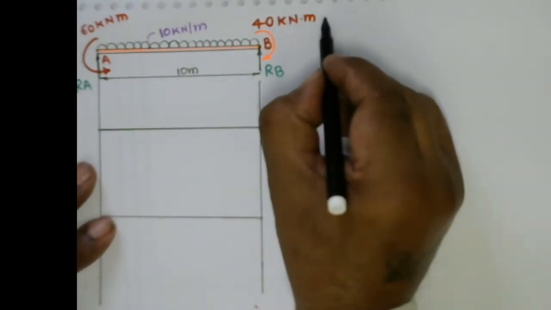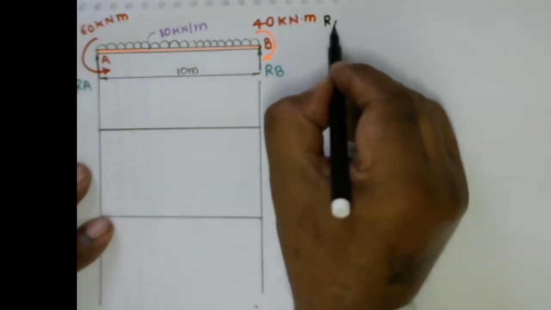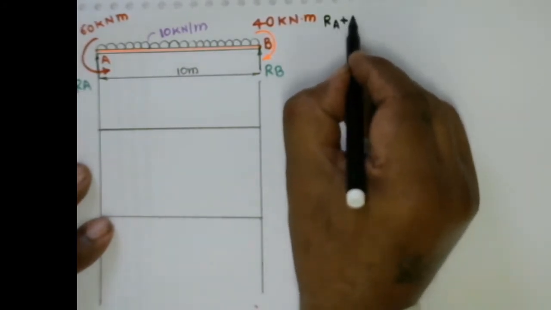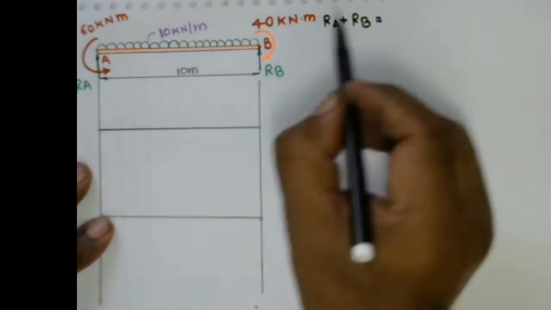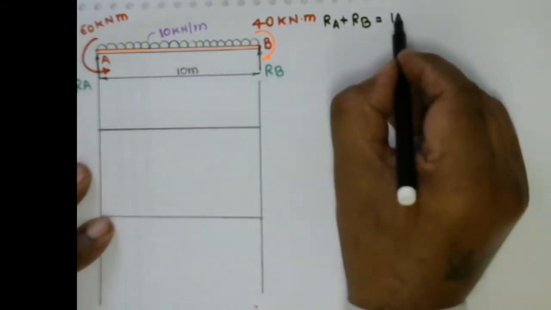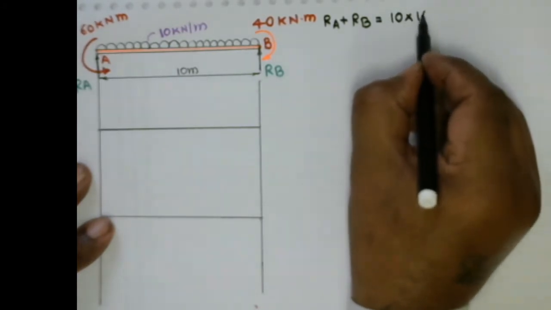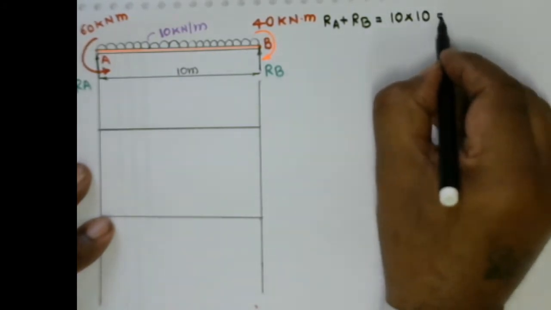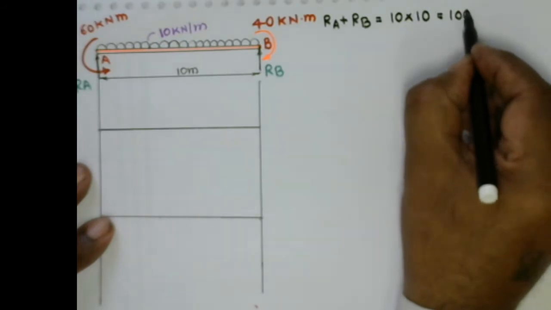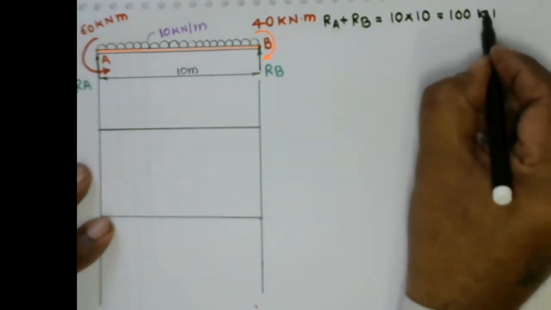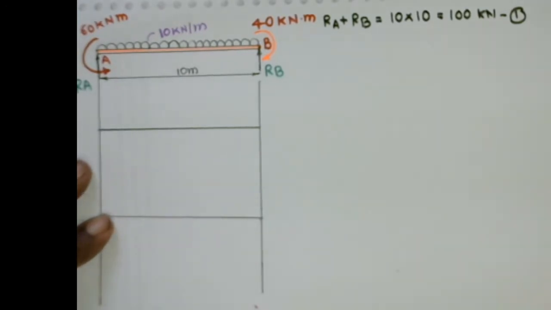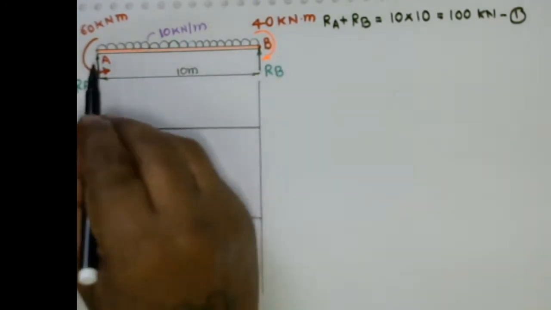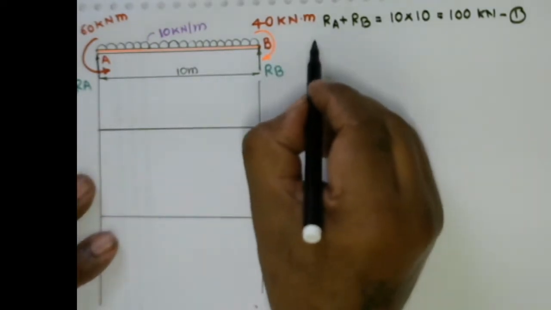So our first step is upward forces equal downward forces. RA plus RB is equal to the UDL, 10 into span 10, so it becomes 100 kilonewton. Say equation number 1. Now we have to take moments about point A or about point B.